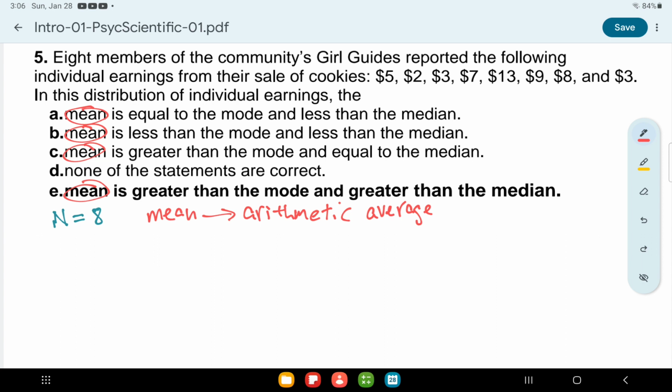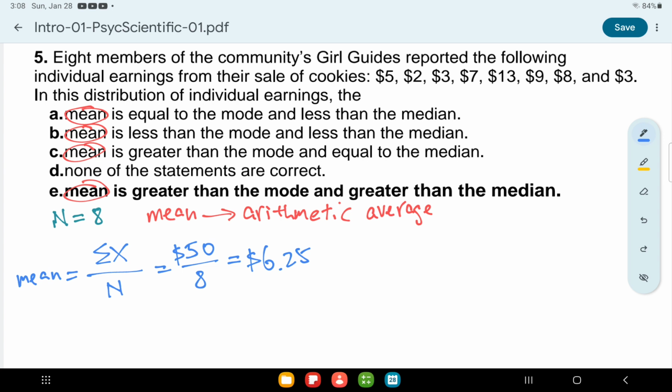The mean, essentially, again, is we're adding all of these various different dollar amounts and dividing the total by 8. Essentially, it is the total divided by n to figure out the mean. The total is $50. If you add up the numbers 5, 2, 3, 7, 13, 9, 8, and 3, with $3 showing up twice, what we have is the mean is $6.25.